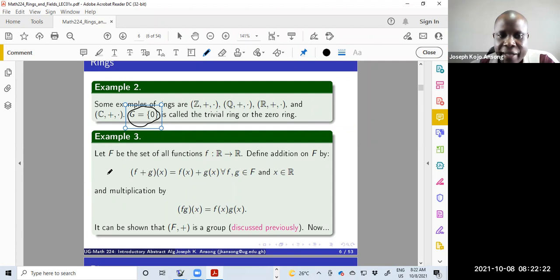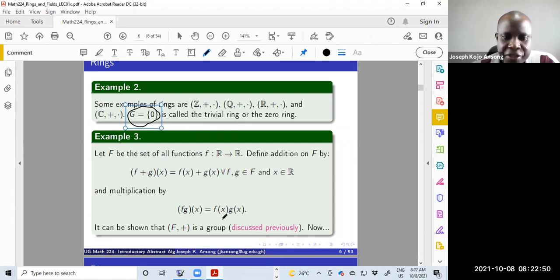A more interesting example is the set of functions. Let's call it F, where any function here will take elements from R to R, where R is the set of real numbers. We've seen this example before. We define addition by this: F plus G of X is equal to F of X plus G of X, where F and G are functions in F, X is real, and their multiplication is defined by this.